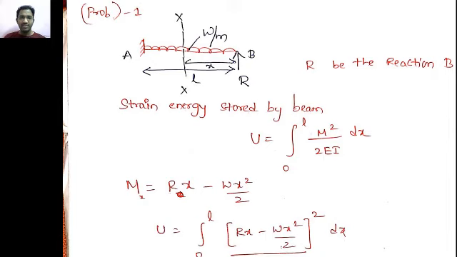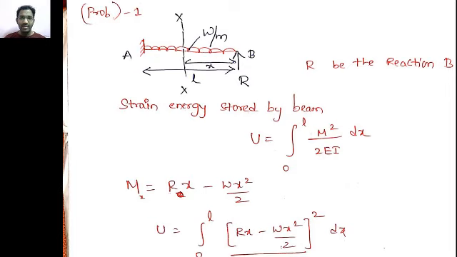What does M stand for here? Moment. So you have to take the moment. How to take the moment? First of all, take the section XX. In that XX portion, what is the moment we get? R into X, force into perpendicular distance. Next, the uniformly distributed load is also there in between the section, so w into x into x by 2.